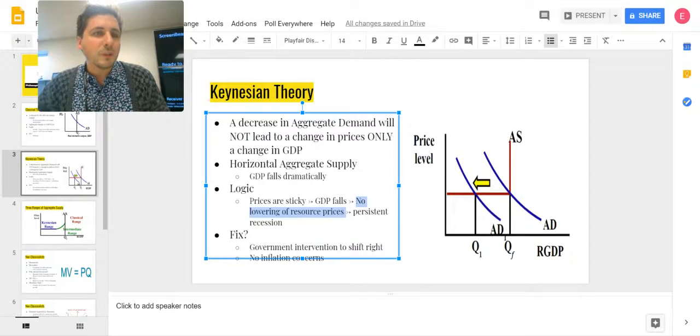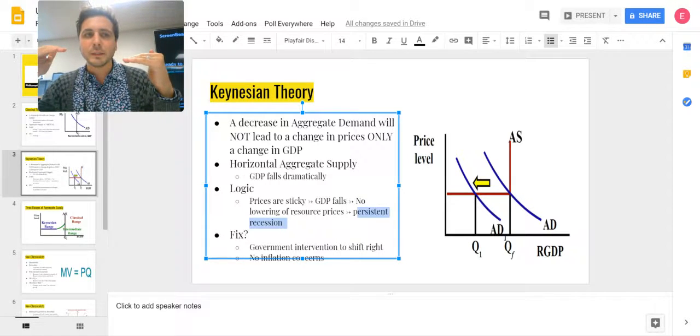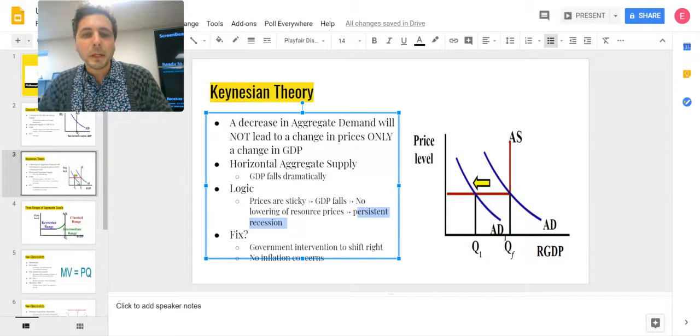But according to Keynes, in the long run, we're all dead, right? So as a result, we have, and this is key, a persistent recession. When aggregate demand shifts left, it will not self-correct because we're locked into this battle of prices. So it's not going to change unless the government steps forward and makes it happen.